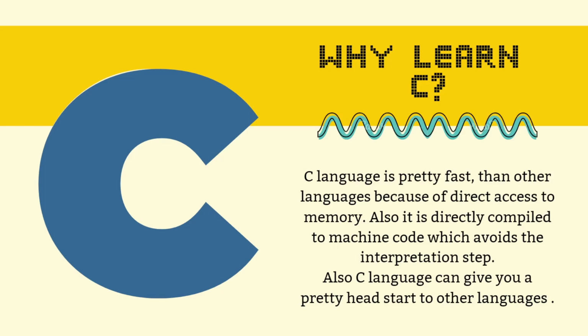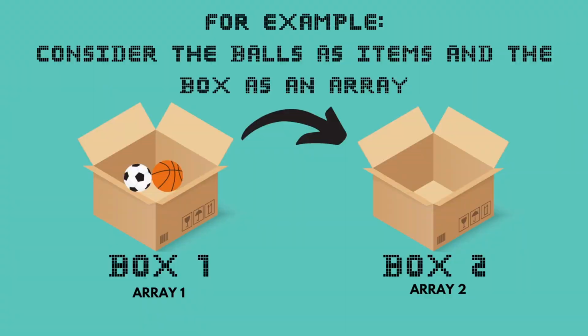So if you kickstart with C language and move on to other languages later, then it's a win. For example, consider this as a box where you have items like balls. You can see I chose a football and a basketball. I consider these as elements and the box as an array. Array, what is an array? You'll learn in the tutorial. Just to get started, an array is nothing but a continuous block of memory. You'll get into it in the tutorials, don't worry. So I'm considering this array as a box and the elements inside it as the basketball and the football.